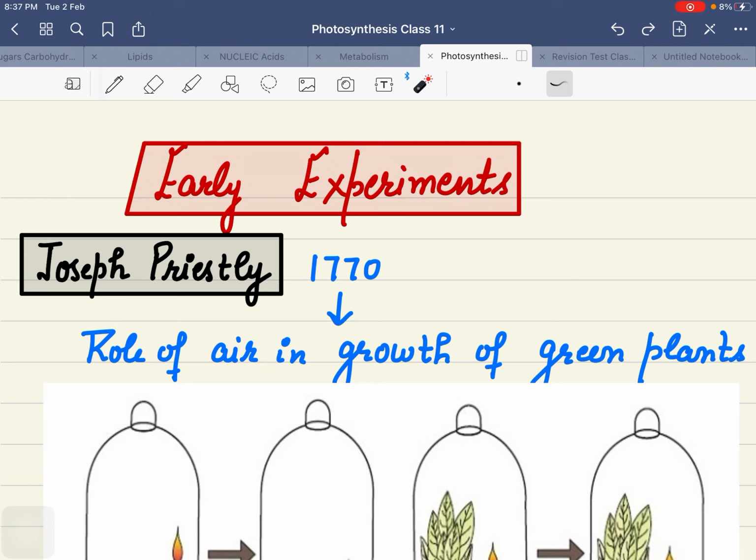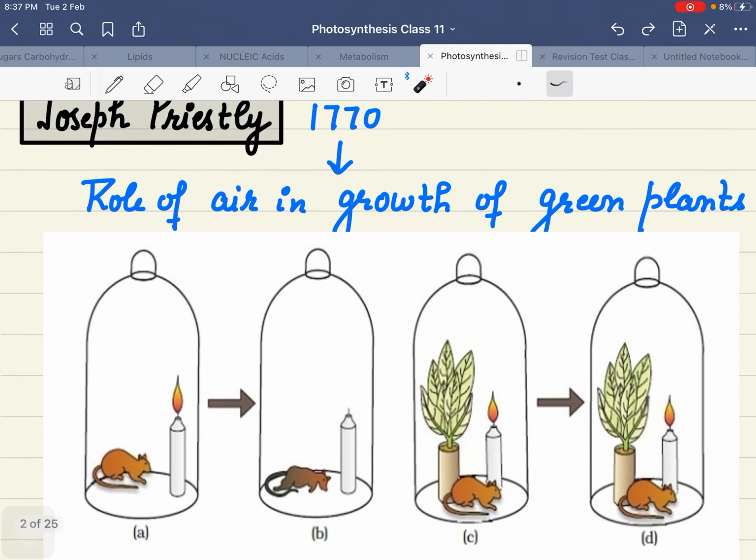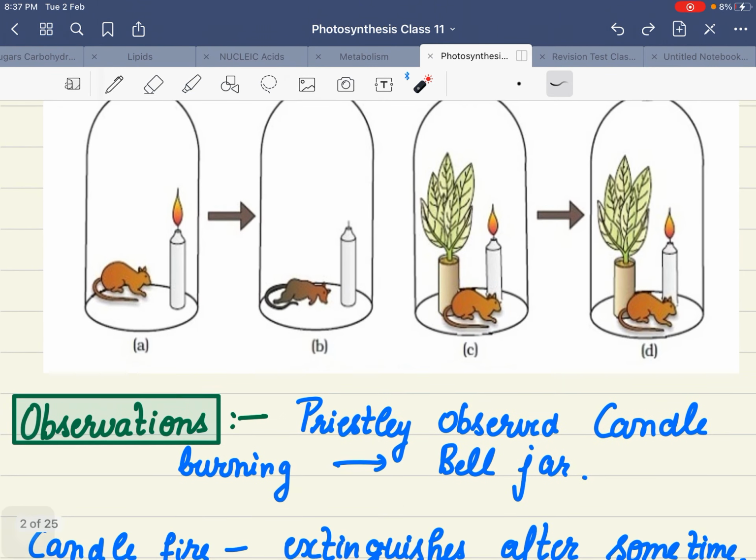Okay, the first scientist we are taking here is Joseph Priestley, in 1770. Take out your NCERT page number 203 and write down the important lines there. What was Joseph Priestley's aim? What was the observation? He gave us the idea about air, or he actually discovered oxygen. He described the role of air in the growth of green plants.